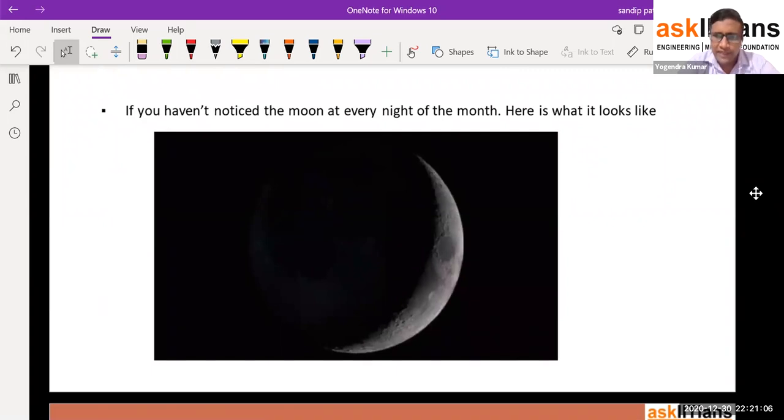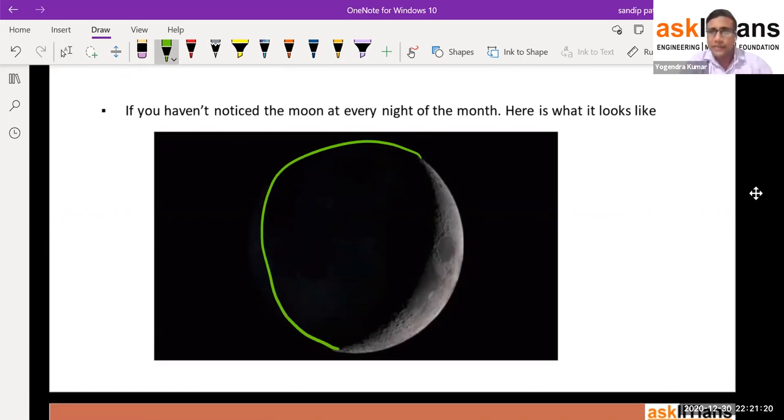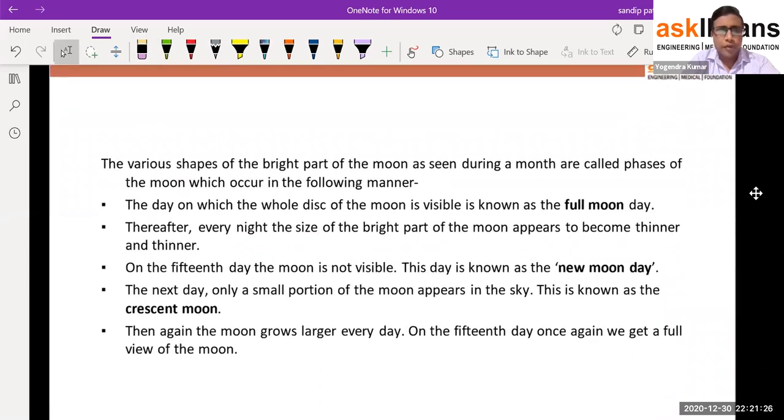Here you can see one of the phases. Sometimes you will see the moon like this. Sometimes it will be an exact circle, right? Though I am not able to draw the exact circle, let's say this is the exact circle. Now, these various shapes of the bright part of the moon, the white part, which is actually showing some light, during the month are called phases of the moon. So this is the definition.